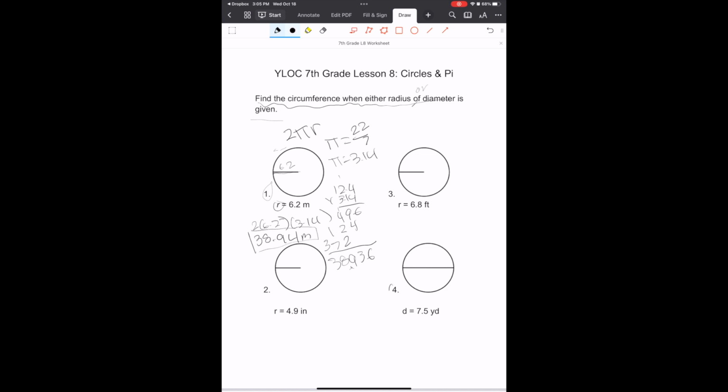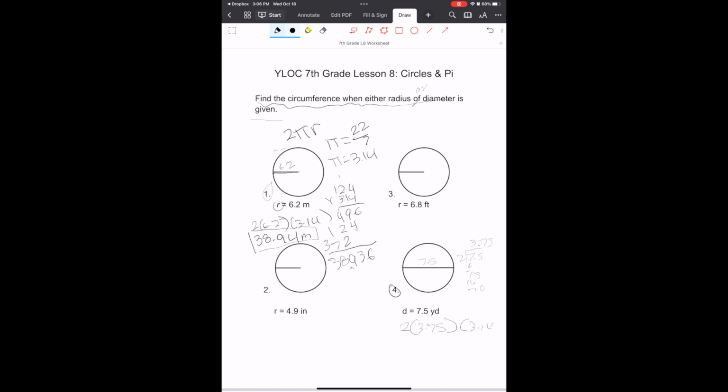Alright, number 4. This one is the same concept, but instead of radius, we have diameter. Diameter is the full line, while radius is just half of the line. So our radius is the diameter divided by 2. 7.5 divided by 2 is 3.75. So this is just going to be 2 times 3.75 times 3.14, and 2 times 3.75 is the same as what we did here.